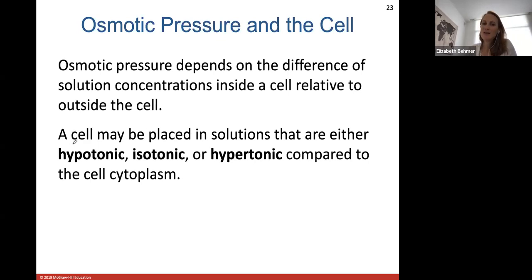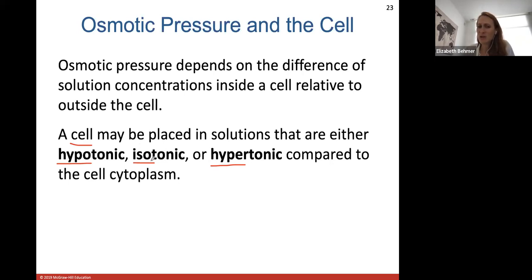So a cell can be placed in a solution that's either hypotonic, isotonic, or hypertonic compared to the cell cytoplasm. What that means is the cell can be placed into a solution. Let's say I put a cell into my water bottle here. And when I put my cell into a hypotonic solution, the water inside my water bottle will be less concentrated. Hypo means less than the concentration within the cell itself.